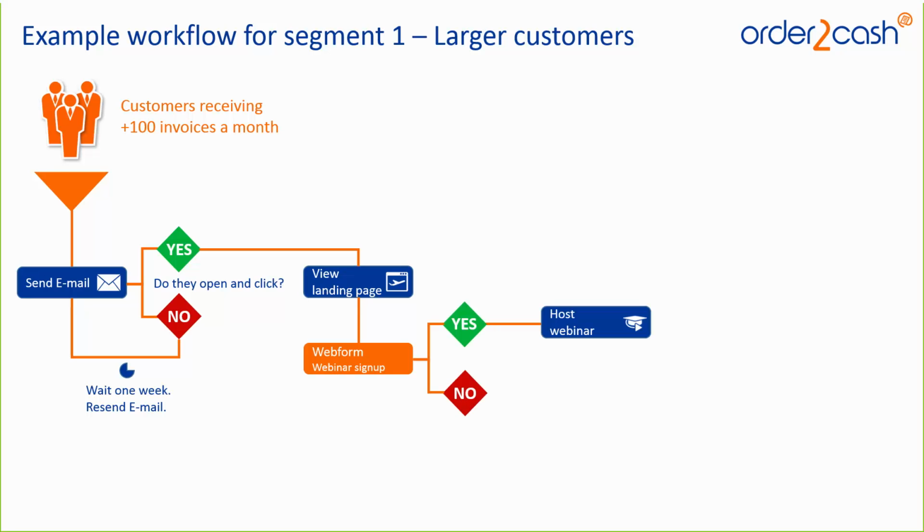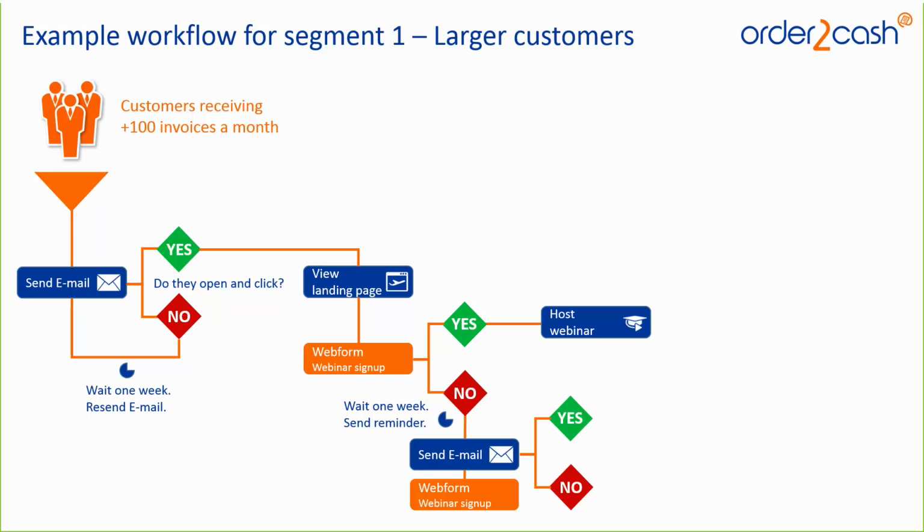But if they click on it and sign up for the webinar, then great, host the webinar, have a training session with them. But if they don't, wait another week, send them a second email, this time with a reminder about the webinar with the sign-up form included in the email. Then if they register for that one, great, hold the webinar. If they don't, maybe leave it a few days and then give them a call.